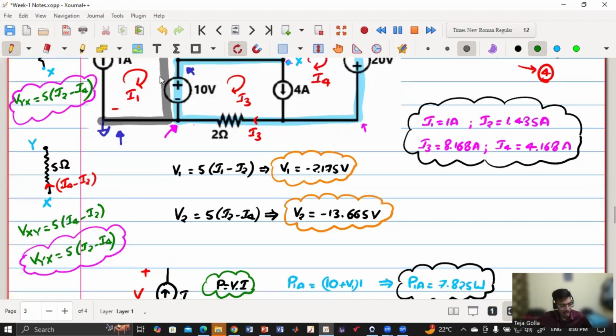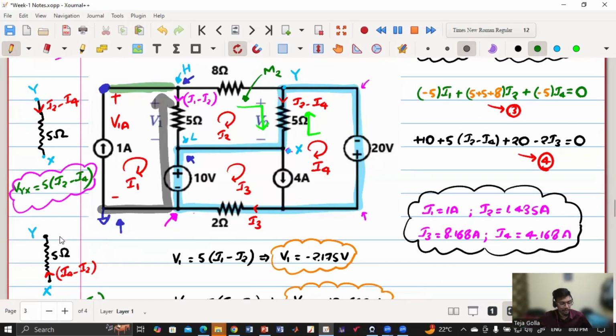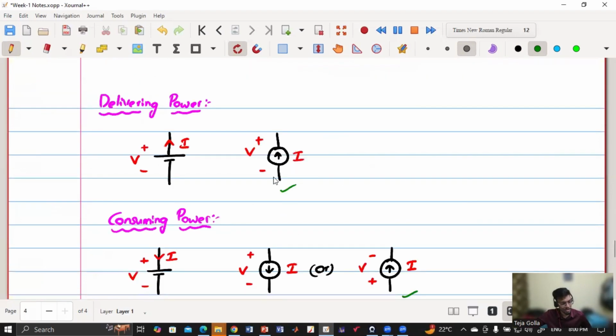So the rest of the circuit is independent. When I'm asking whether this is consuming or delivering power, I will consider the voltage across it and the current that it is delivering. Okay. So now you tell me whether it falls in this criteria or in this criteria. Delivering power. Yes.